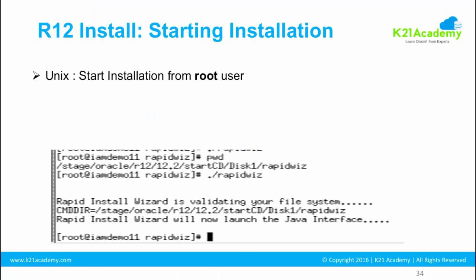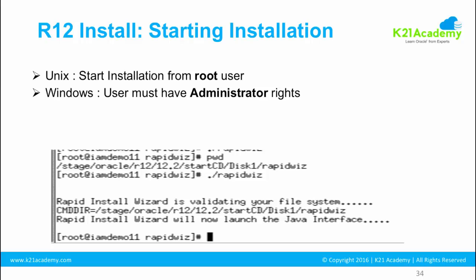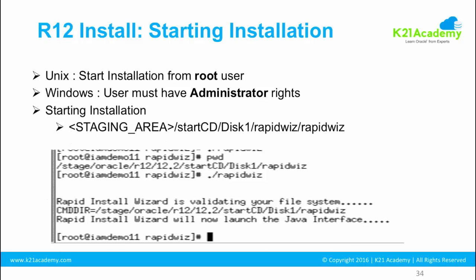So first of all, on Unix or Linux, you will start the installation from the root user. Even though the Oracle E-Business Suite software, that is the database tier and application tier, will be owned by a non-root user, the installer must be started using the root user. And on Windows, the user that starts the installer should have administrator rights.